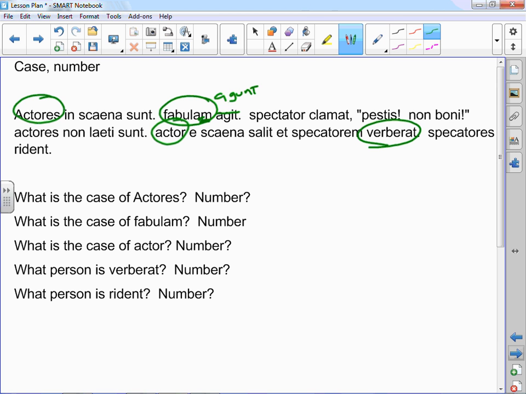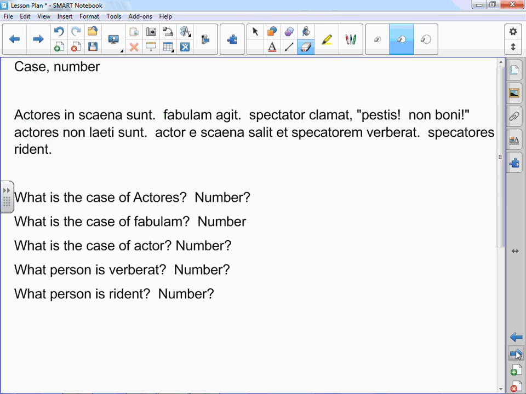This is an important skill that you're going to have to use for your test. You're going to have to be able to look at a translation. You're going to have to be able to pick out the words in the translation to decide what case they are, what number they are, or if it's a verb, what person they are, and what number they are. One of the things I want to go over very quickly is the conjugations. We'll use ambulo.